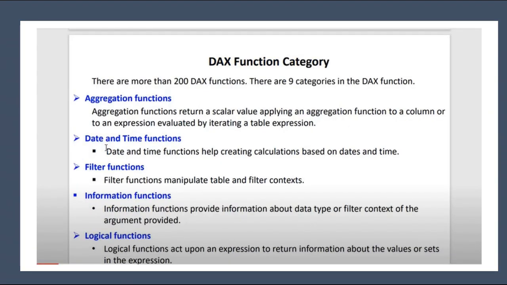Now there are a few DAX function categories. There are more than 200 DAX functions, which are divided into 9 categories. Number one, aggregate functions. Aggregate functions apply a scalar, or single value, to a column or expression evaluated by a table expression, like SUM or MAX. If you use SUM, what will it do? It will sum the entire column and give us a single scalar value.